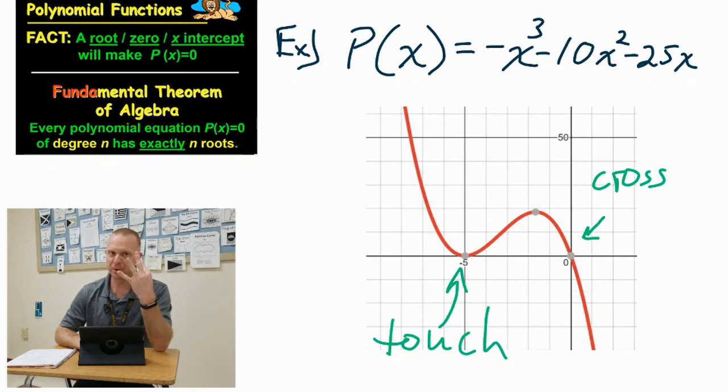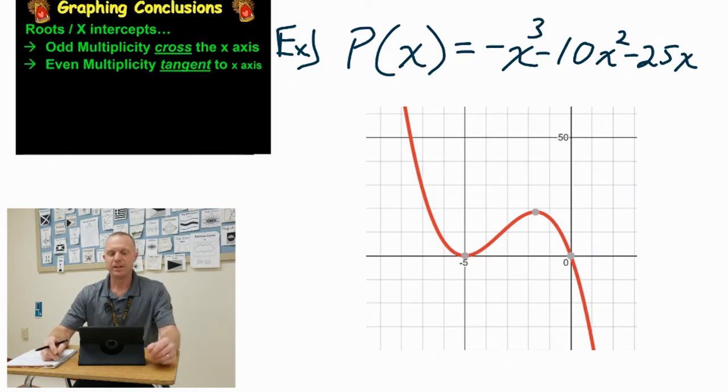Now, it could have also been a multiplicity of 3. It could have been a multiplicity of 5. It could have been any odd multiplicity. But we usually just stick with the number 1 because it's the simplest. These are some important conclusions.